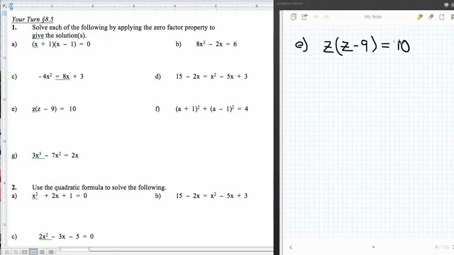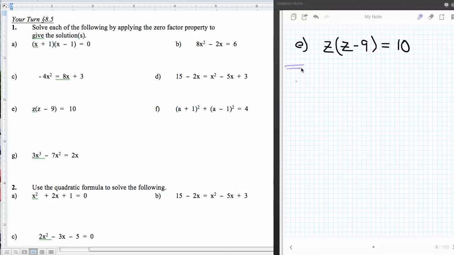All right, on our next one, what we're going to see in this particular instance is that we have something factored over here. A lot of students will try to set each factor equal to 10. That's not what we're doing. We're not setting the left side factors equal to what's on the right. That's not what the zero factor property says.